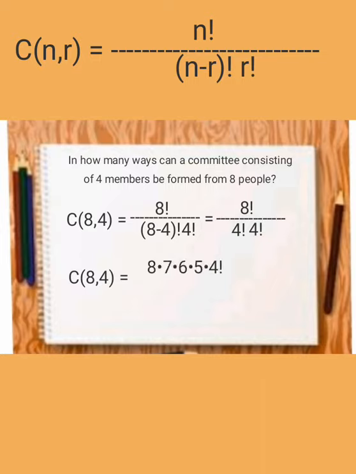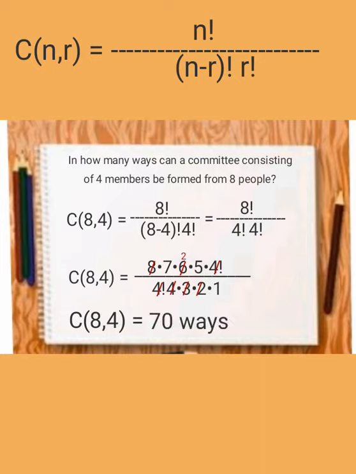Bakit tayo nag-stop sa 4 factorial? Observe na meron tayong divisor na 4 factorial. Look, since na may 8 sa numerator at may 4 times 2 naman sa denominator, 8 divided by 8 is equal to 1. And then, meron tayong 6 sa numerator and meron tayong 3 sa denominator. So, 6 divided by 3 is 2. That's why we have 7 times 2 is 14 times 5 is 70. Kaya meron tayong 70 ways para makabuo ng committee consisting of 4 members from 8 people.